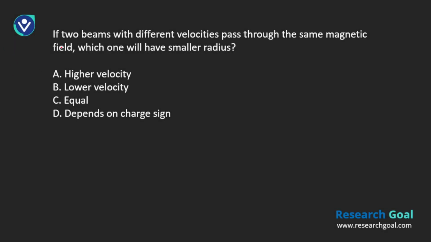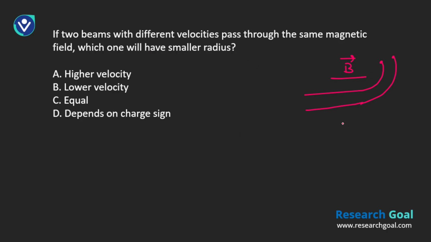All right, again, an interesting question. If two beams with different velocities pass through the same magnetic field. So you have a magnetic field which is the same, and you're applying two beams that are passing through that particular magnetic field, and obviously the magnetic field is going to apply the centripetal force, and they're going to move because of the influence of the magnetic field, and they're going to turn into a circle because centripetal force is going to get applied. Now the question is, which one will have smaller radius?